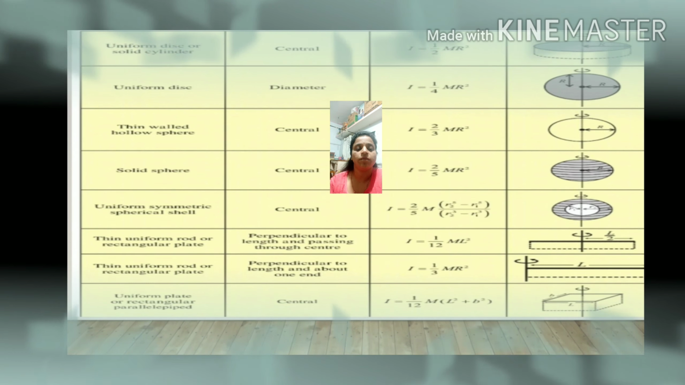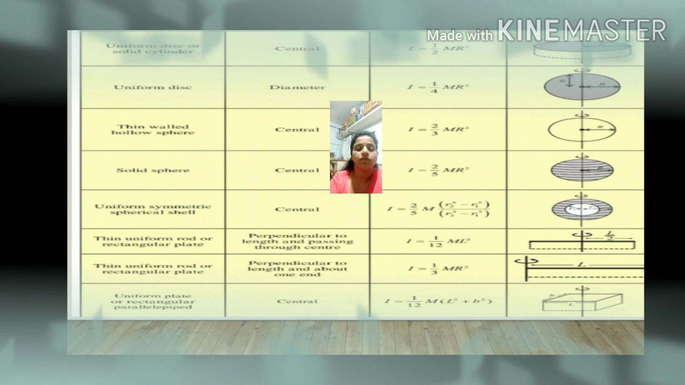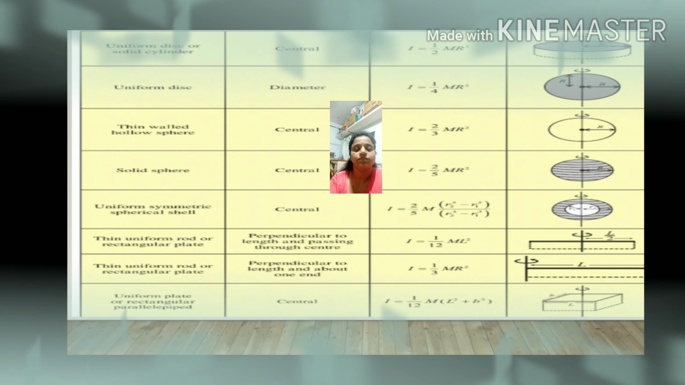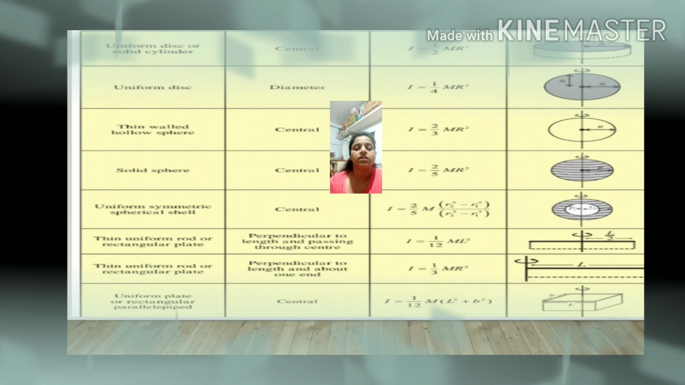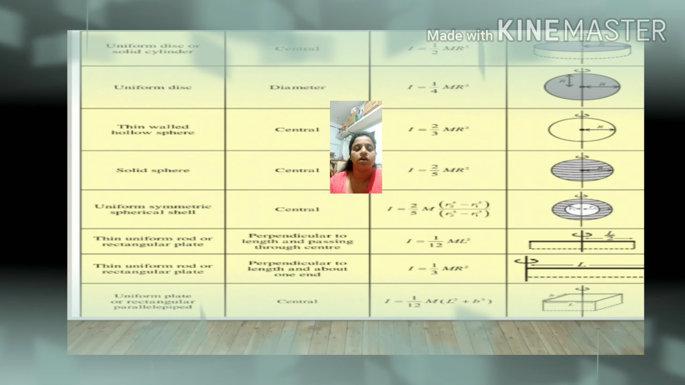Next is a uniform plate or rectangular parallelepiped. It is rotating about the center. The expression is I equal to 1 by 12 m in bracket L square plus B square. So see, it is similar to the rod.